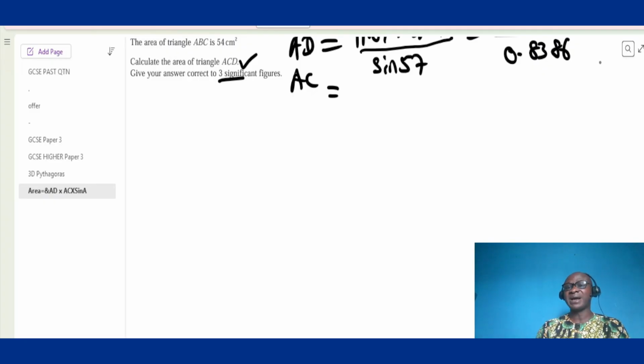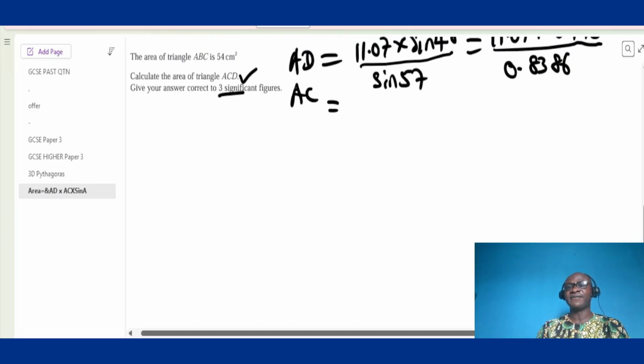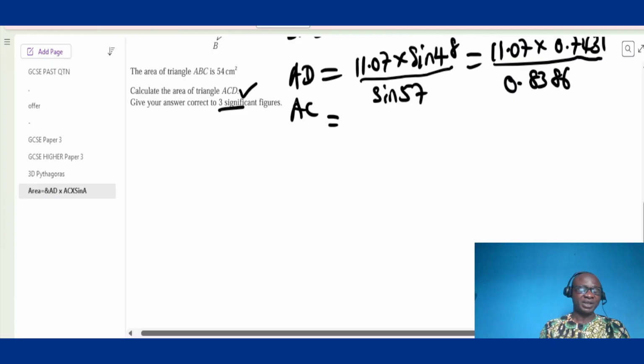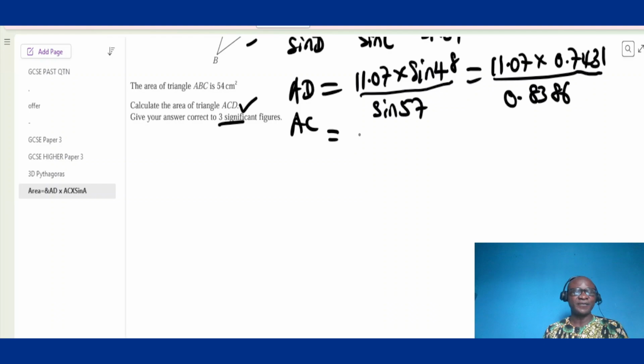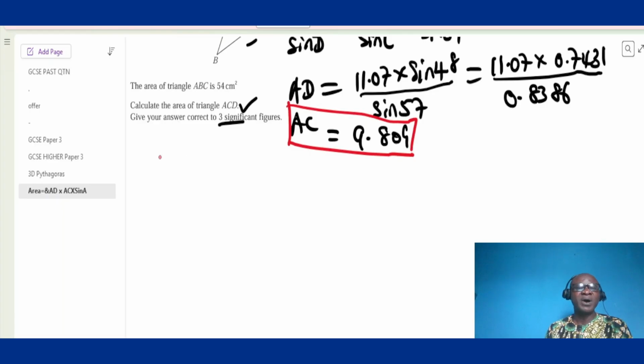Therefore, what will I do now? I am going to evaluate the values I have substituted, which is simply 11.07 multiplied by 0.7431, everything divided by 0.8386. Okay, beautiful. Now, the length of AC is 9.809. I have gotten the length of AC. So this is what I needed to get. Okay. All right. Moving forward.